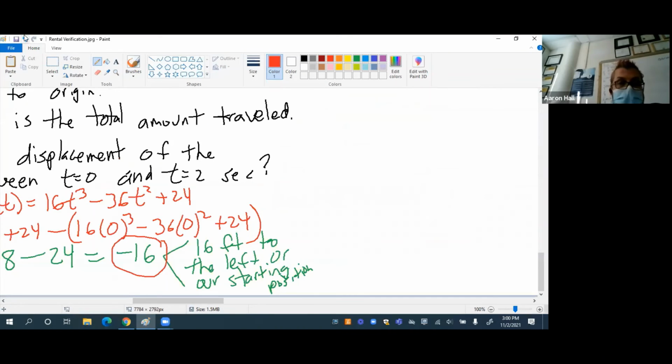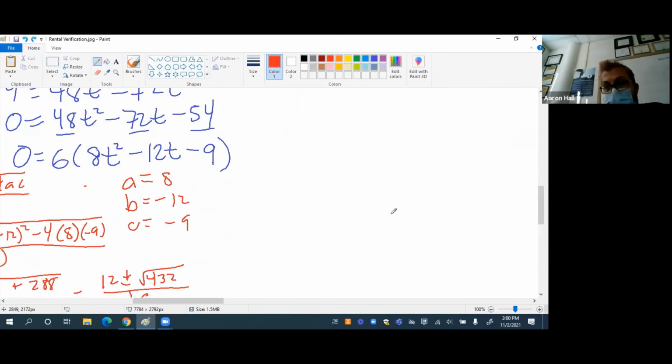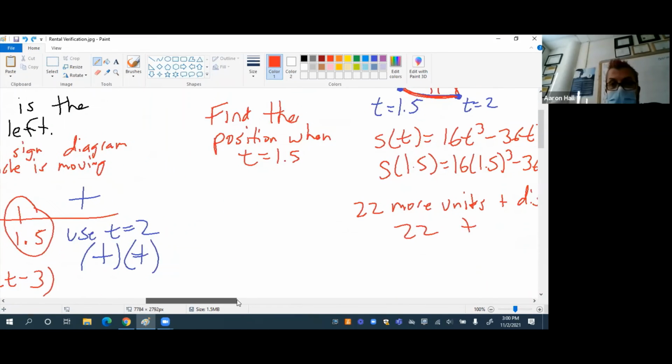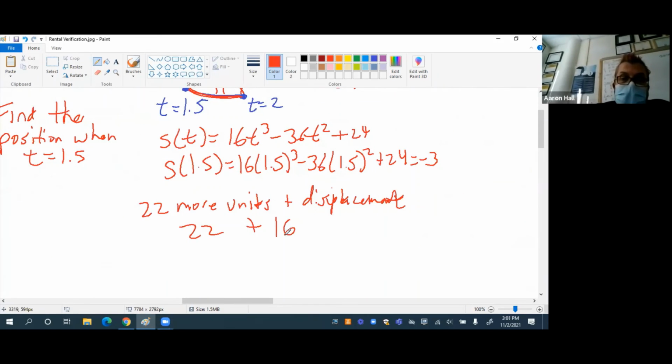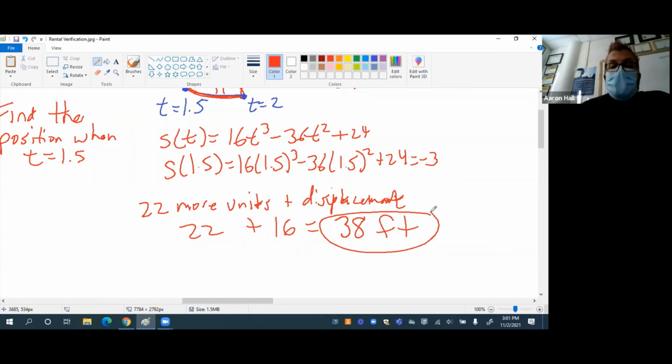6, yeah. We don't need to have it positive because distance is not a vector. Distance is not a vector, it's just a quantity. So what's our distance traveled? 38 units, 38 feet. Yeah, that's it. Our displacement was 16 units to the left of our origin. How much did we travel? Well, we traveled 38 feet total.